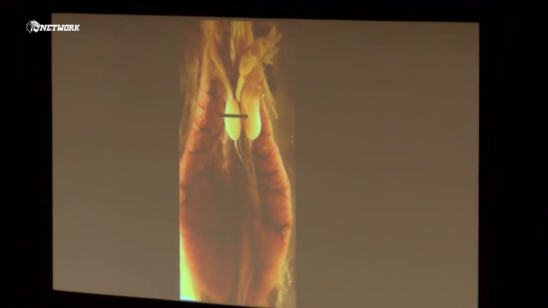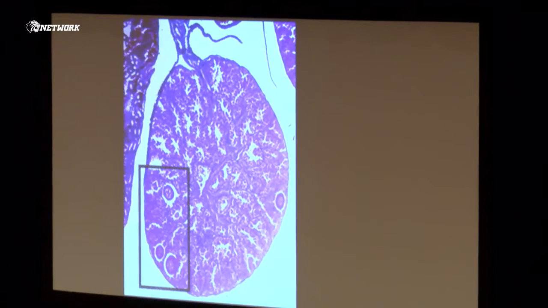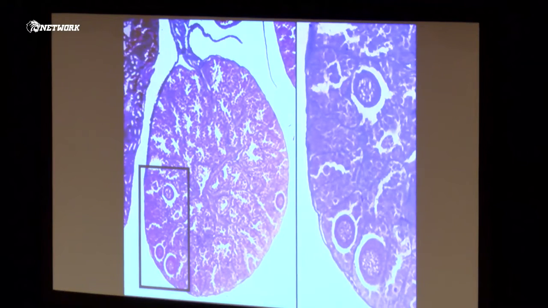I'm going to fold out a slice. The color's going to be different because of the stain we use to color it under the microscope. And I'm going to blow up that slice, and I'm going to blow up this section. Because what we discovered is here are testicular tubules, except instead of sperm in there, they've got eggs. We published this in Nature. We call them testicular oocytes.